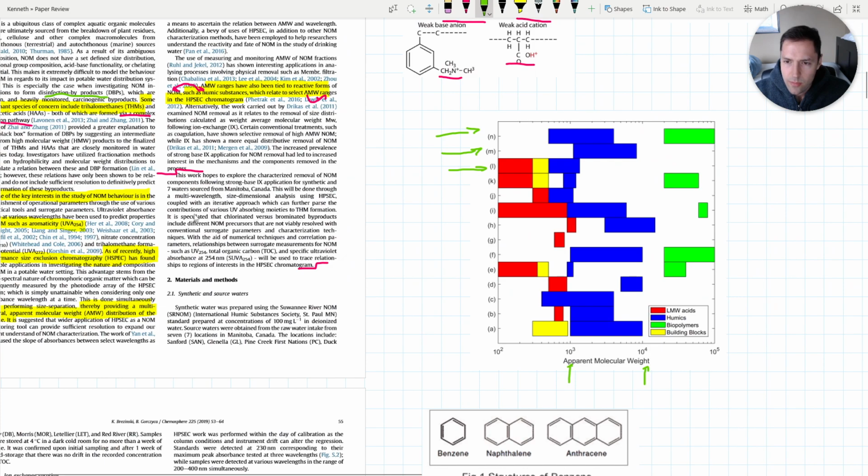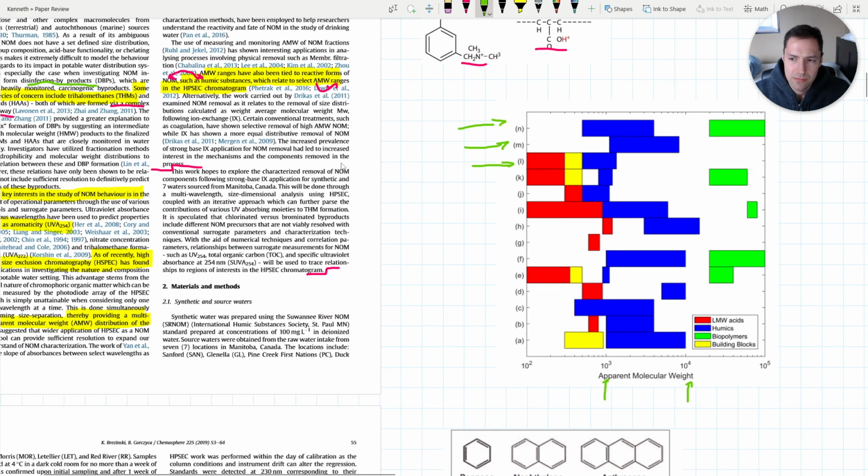Just as a summary for what we're trying to do, we hope to characterize the removal of natural organic matter. We did this following strong base ion exchange application, which I explained here. We looked at 7 Manitoba surface waters, and then we used multi-wavelength size exclusion chromatography.